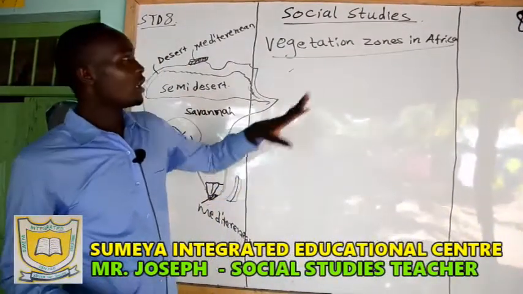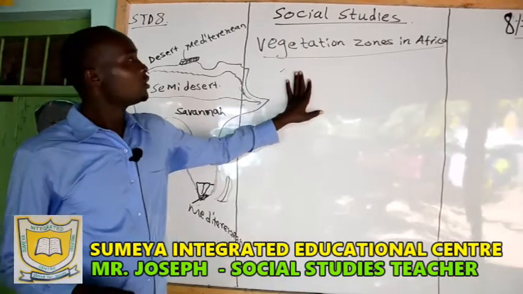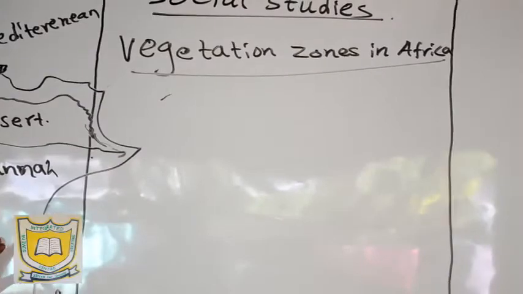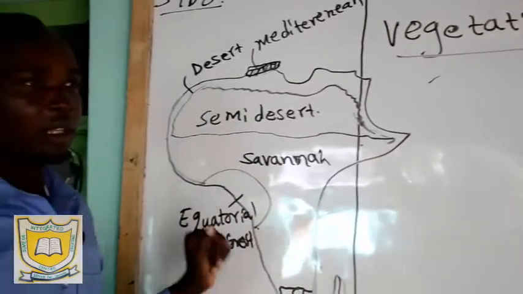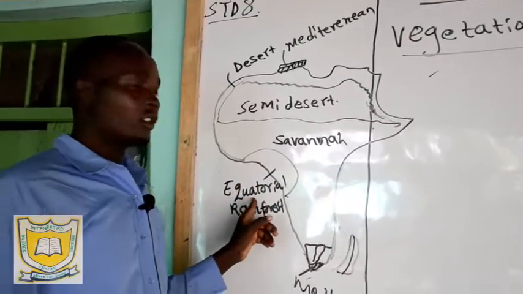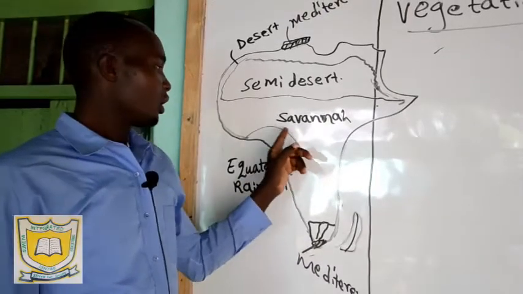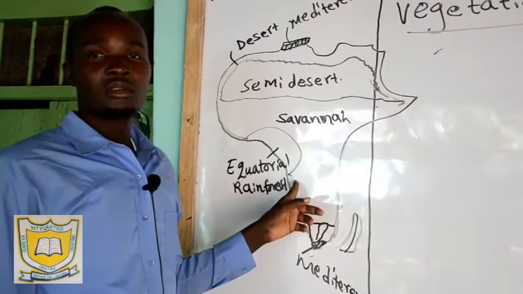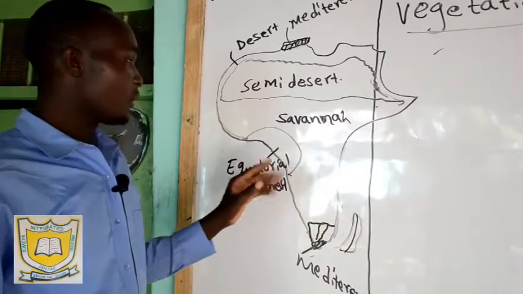And today we want to look at vegetation zones in Africa. So we are going to look at vegetation zones in Africa. I've just made a sketch of a map here. This is where equatorial rainforest is. It is found majorly in DRC, Congo, Gabon, and those regions in West Africa.